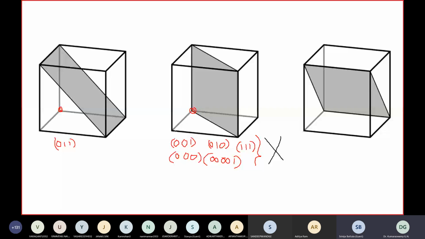Here nothing is specified. We normally tend to take this as the origin, but we cannot take this as the origin. Even if they have given this as the origin, and this is how they have given the plane, then you have to move the origin. You can move the origin to here, right?